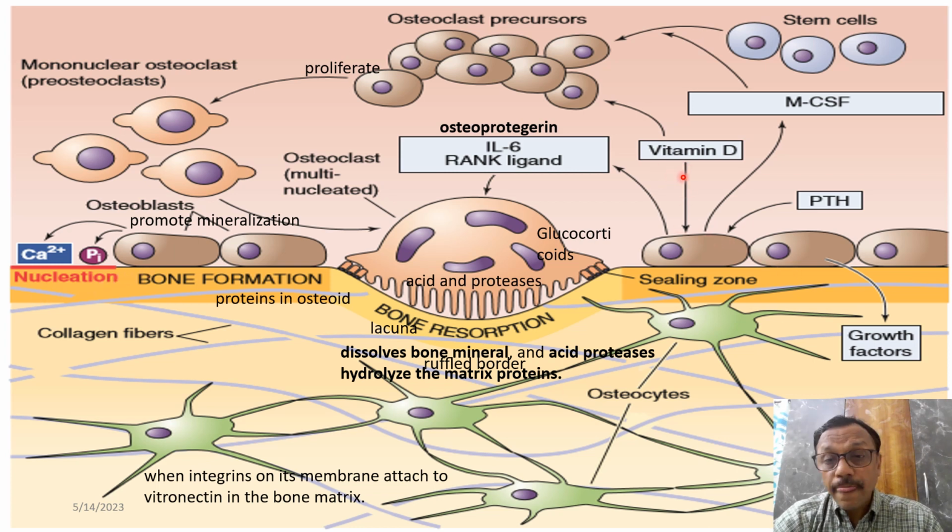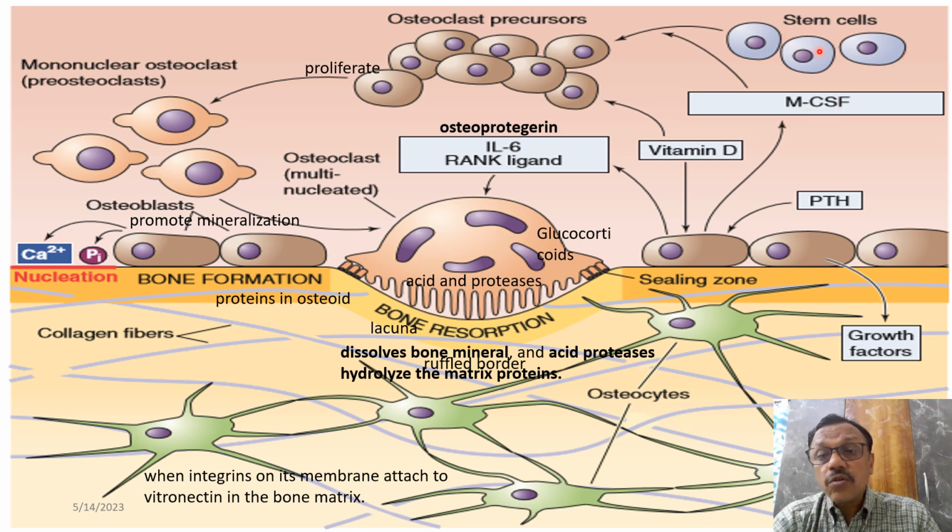Now under the effect of vitamin D and under the effect of parathyroid hormone, these cells are going to do a dual function. First of all, this cell is going to secrete RANK ligand. RANK ligand is a protein molecule. And also, these cells under the effect of parathyroid hormone are going to form the macrophage colony stimulating factor.